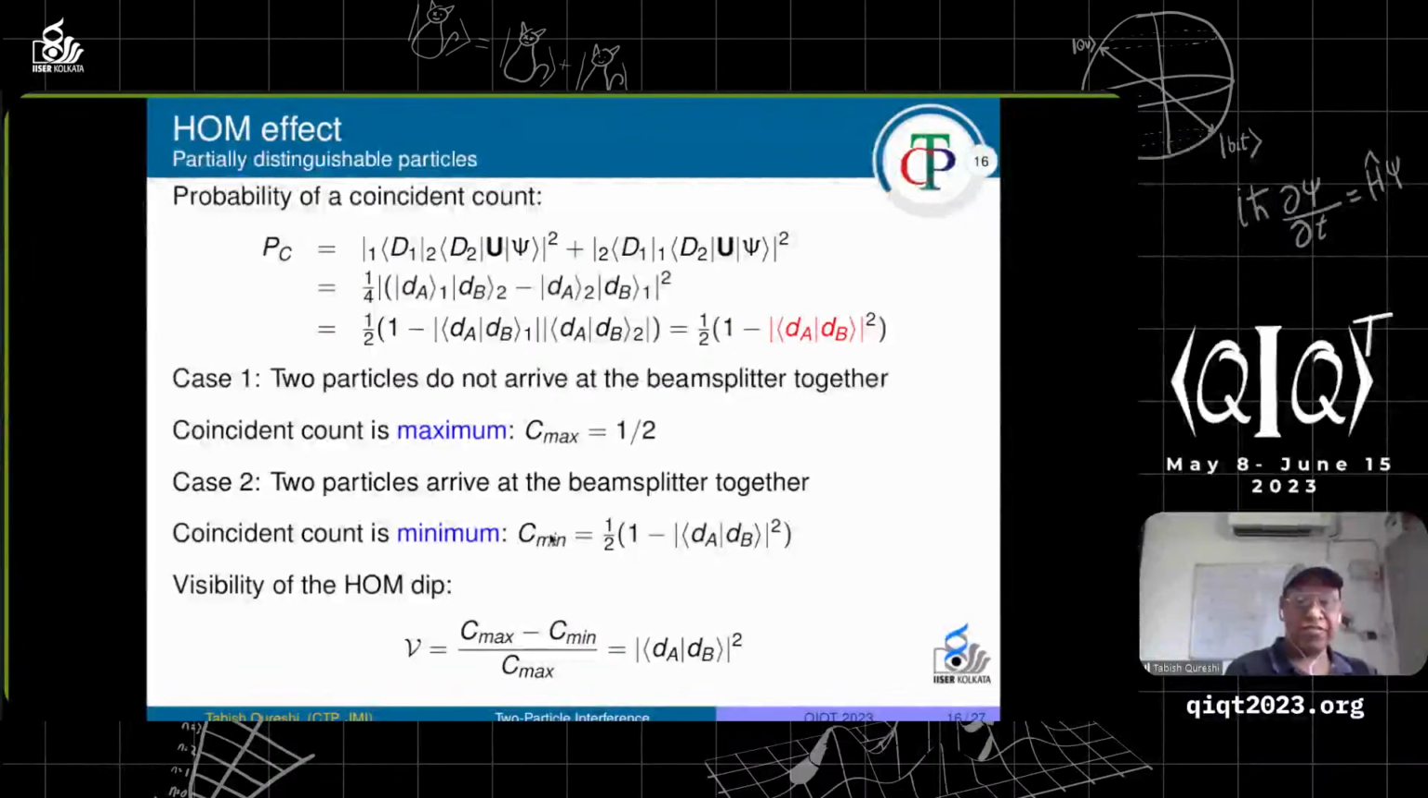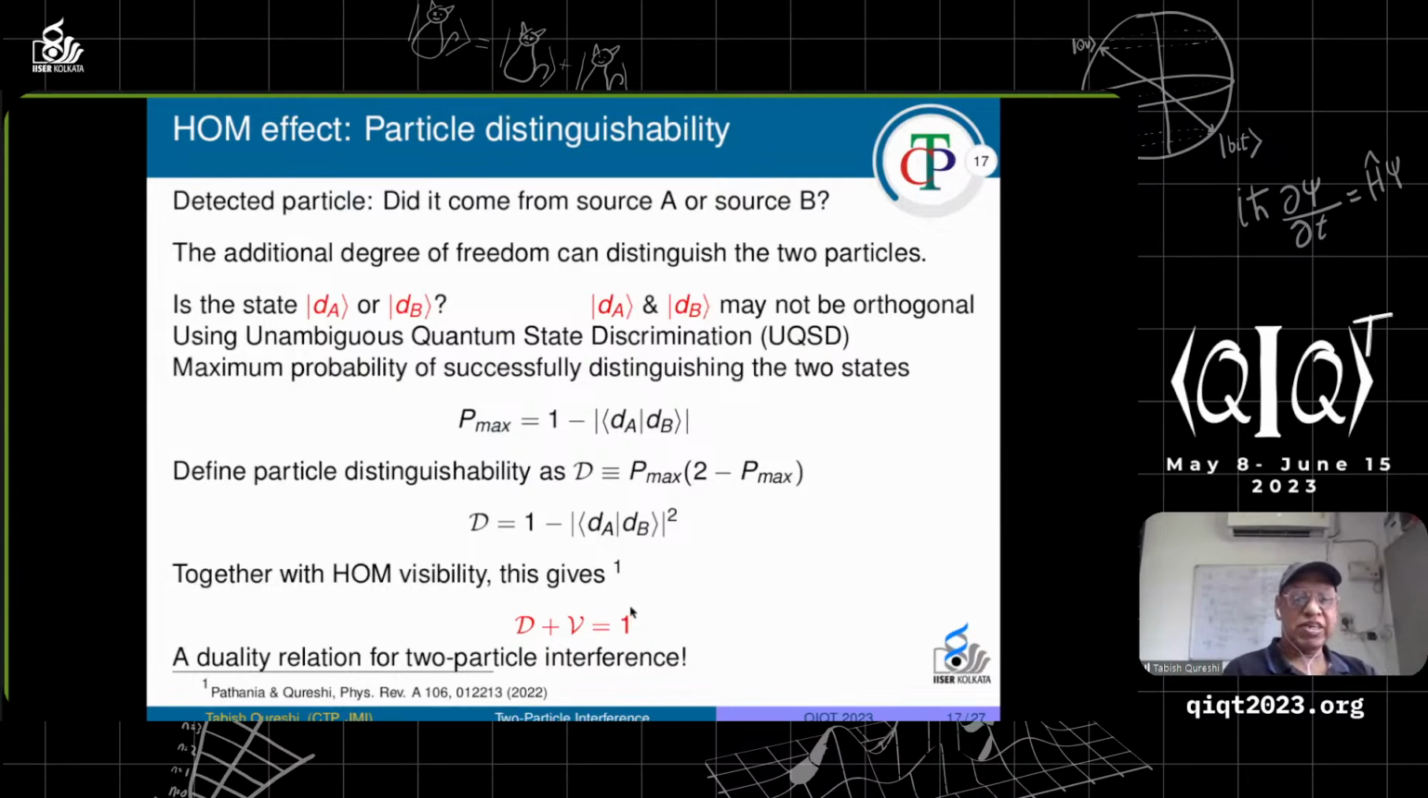Now together with this visibility which we found here, it gives you a very nice and cool linear complementarity relation: D plus V is precisely equal to 1. So this is a duality relation for two particle interference. Duality between what, or complementarity between what? Complementarity between the distinguishability of two particles, how well the two particles can be distinguished, and the visibility of two particle interference.